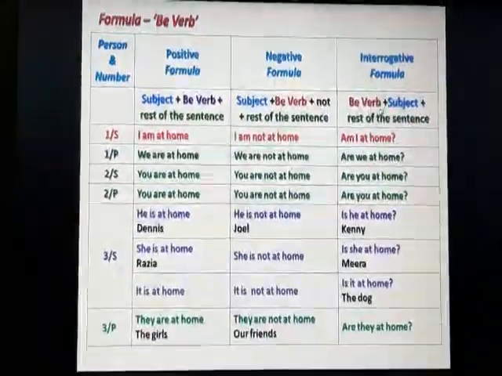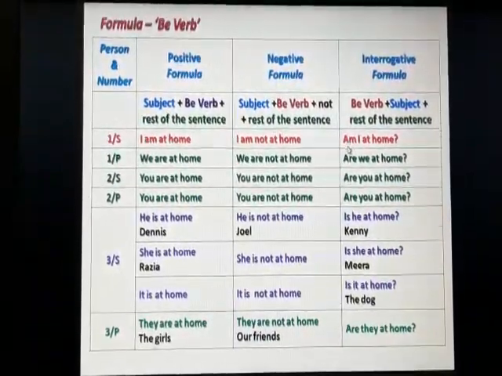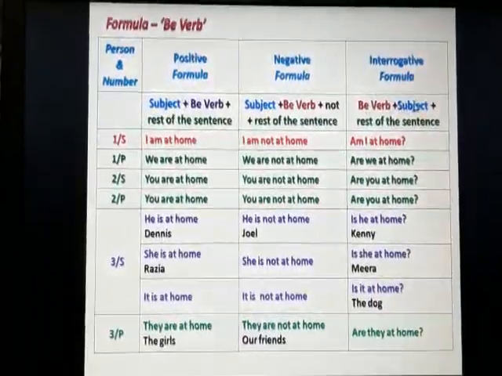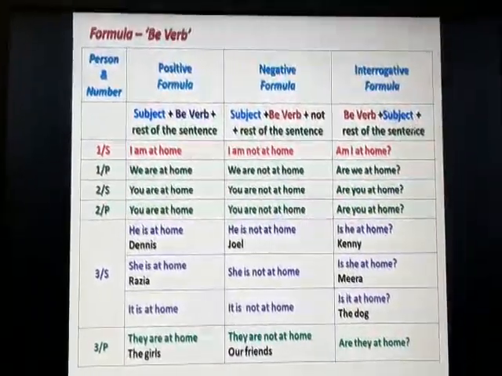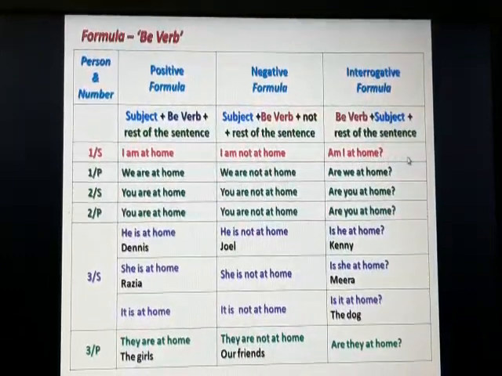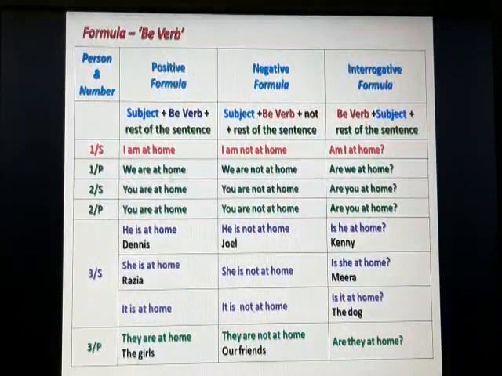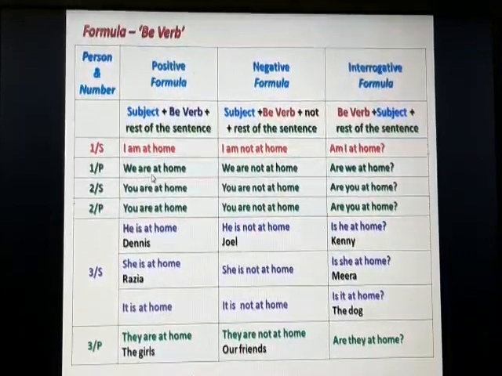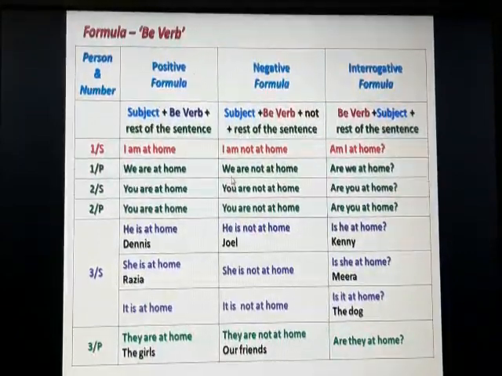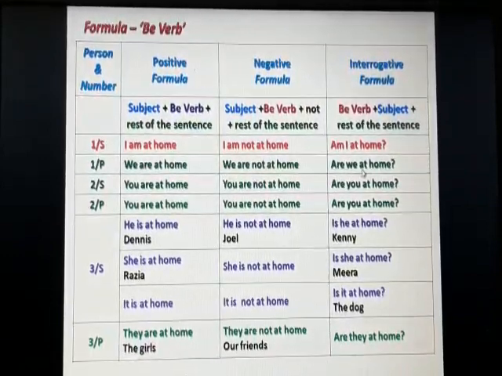In the interrogative, we bring the verb to the front of the subject. So it is be verb plus subject plus rest of the sentence. So am is be verb, I is subject, at home is rest of the sentence. Now in the first person plural, we are at home. We is the subject, are is the verb. In the negative, we are not at home. Interrogative, are we at home?